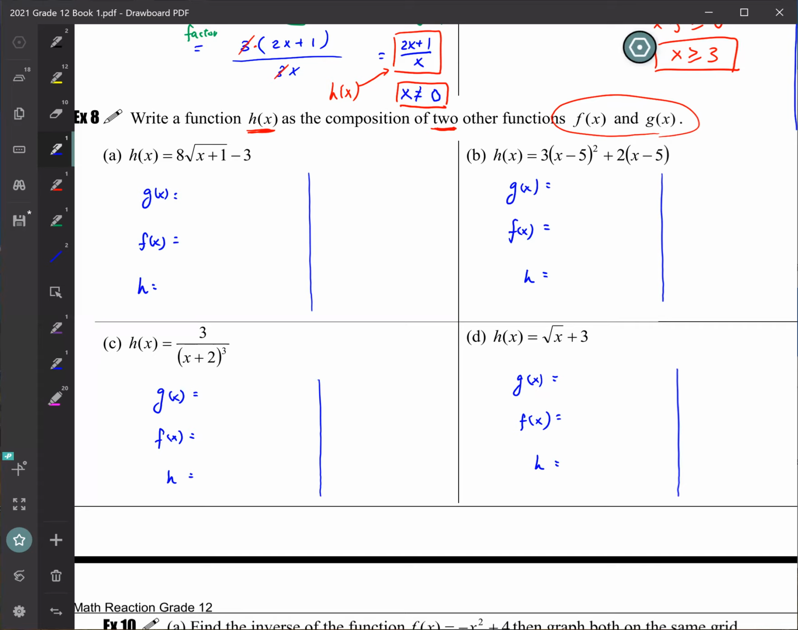I think question B might be just one way. Question B. Same with C. D will just do one way.